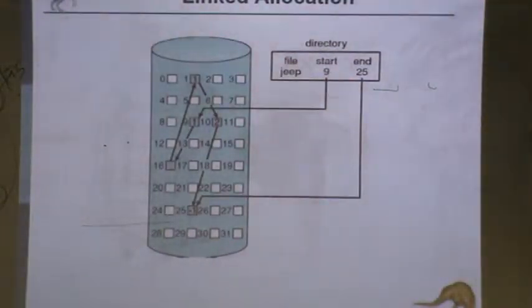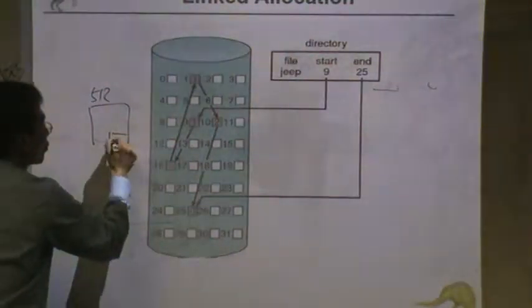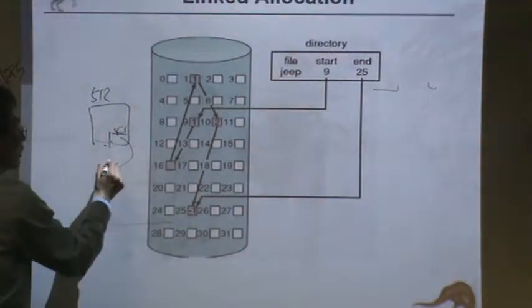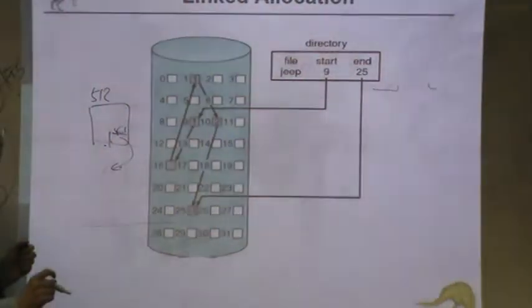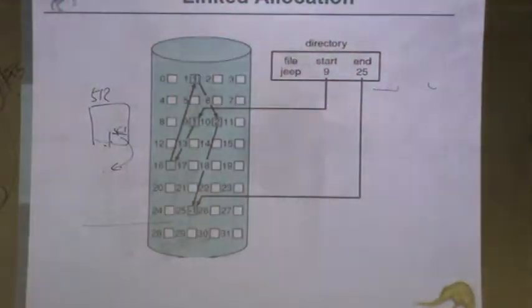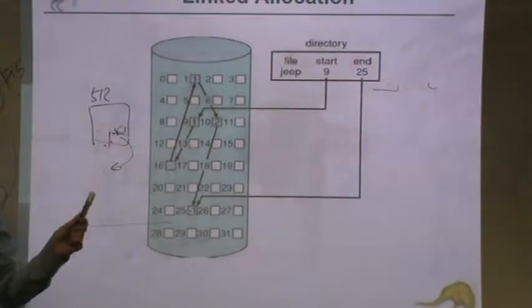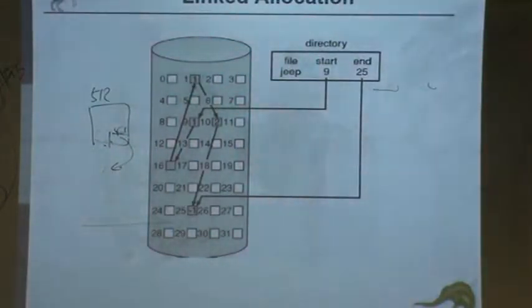Okay, so linked allocation, yes. How is this linked? 9 has a link to 17. So at the end of this file, this is a 512-byte block, you need to use 4 bytes for the link of the next, the address of the next. So that is the reason you may lose some space, a little bit. Usually 4 bytes, but anyway, that is almost 1% of the space.